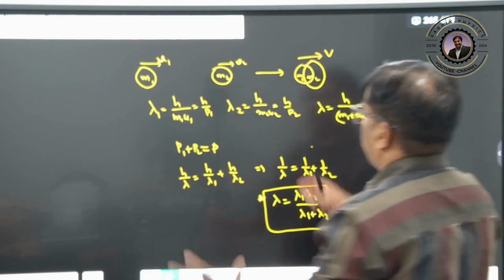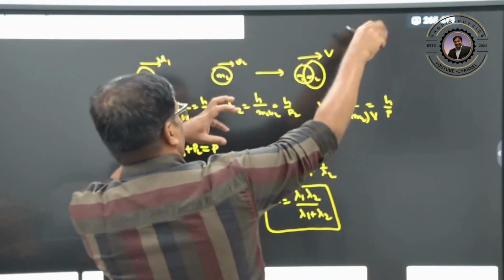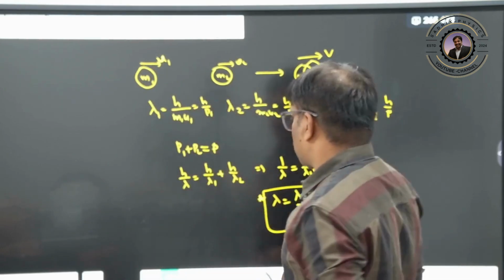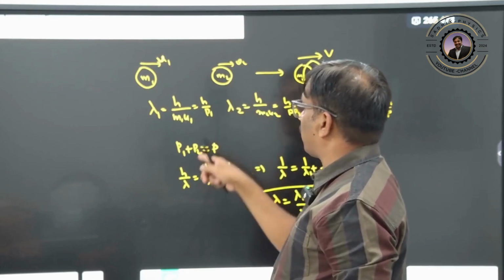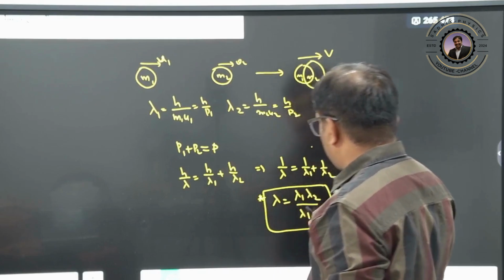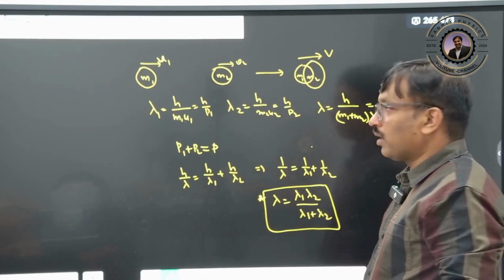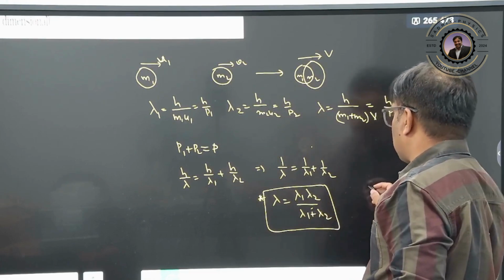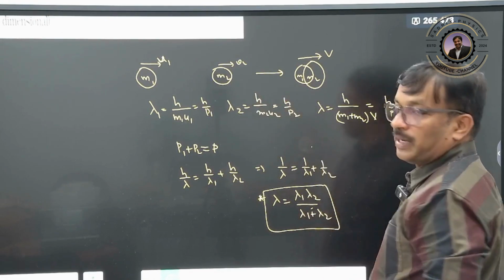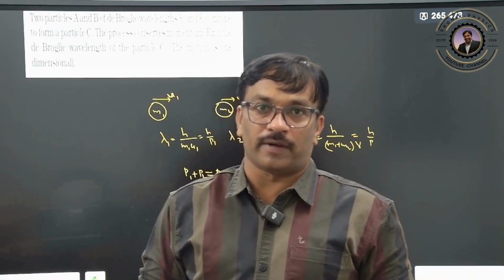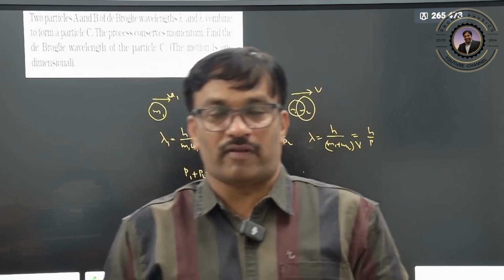So this is the de Broglie wavelength if the two particles are going in the same direction. Suppose the same question is there, but if they are going in opposite directions, then you should take the momentum as P1 minus P2 is equal to P. So here you will get a minus. If they are going in the same direction, it is a plus. Therefore, in this way we can solve the problems related to the de Broglie wavelength, right.